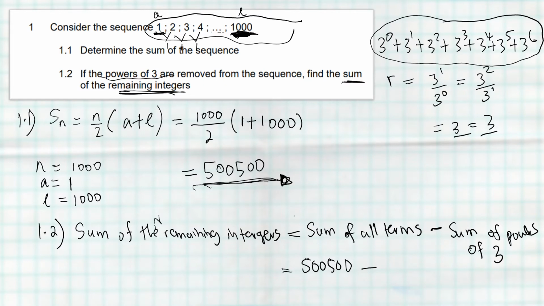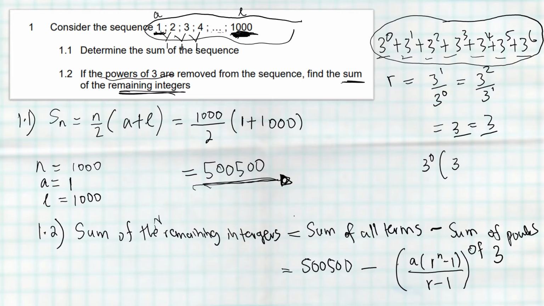Or you can simply use a formula, because these are the sum of a geometric series. The formula says a into r exponent n minus 1 over r minus 1. So you can substitute your values of a, r, and n and get the answer. I'm just going to use the formula. My value of a is 3 exponent 0. My value of r is 3. And the number of terms, let's count 1, 2, 3, 4, 5, 6, 7.